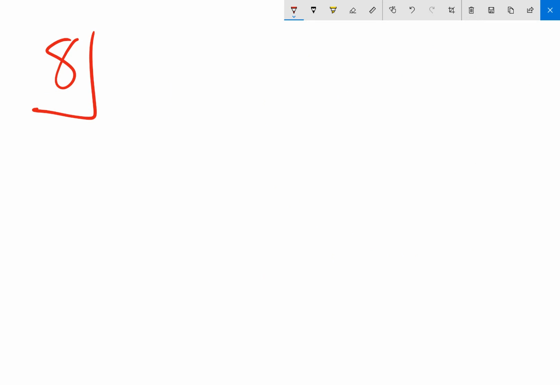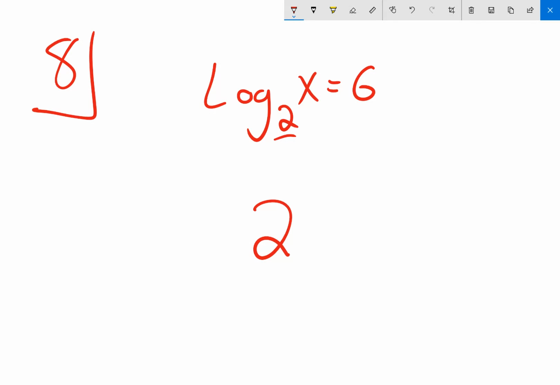Number 8, we have log base 2 of x equal to 6. So exponential form, 2 will be the base of the exponent. The 6 will be the exponent. And then x will be what this equals. So 2 to the 6th power equals x.